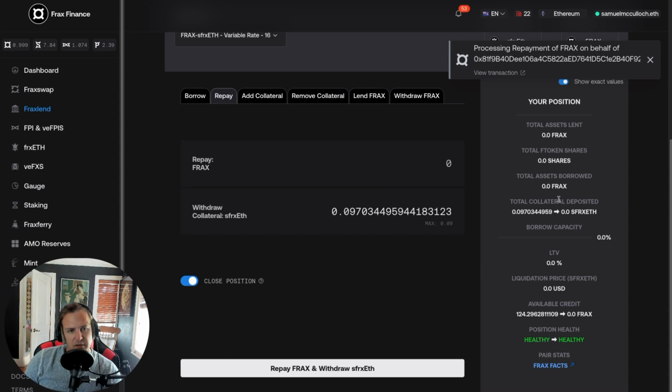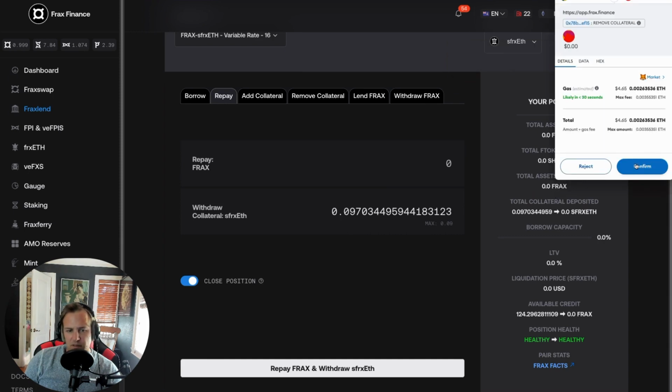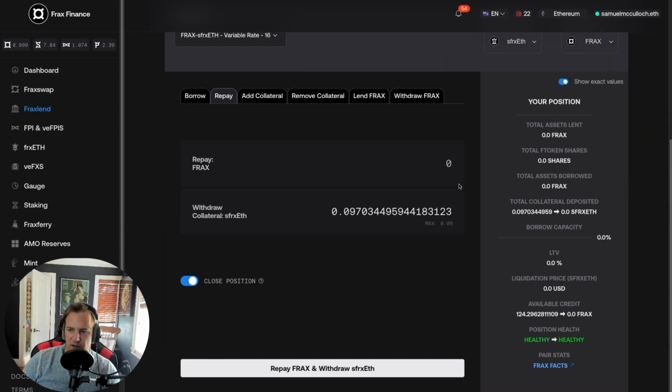Going to let it run a little bit more and see how this transaction goes. There we go. All right. Repaid it back. We're going to try to pull out the collateral one more time. Since I don't have any more debt, let's see if this collateral removal works.